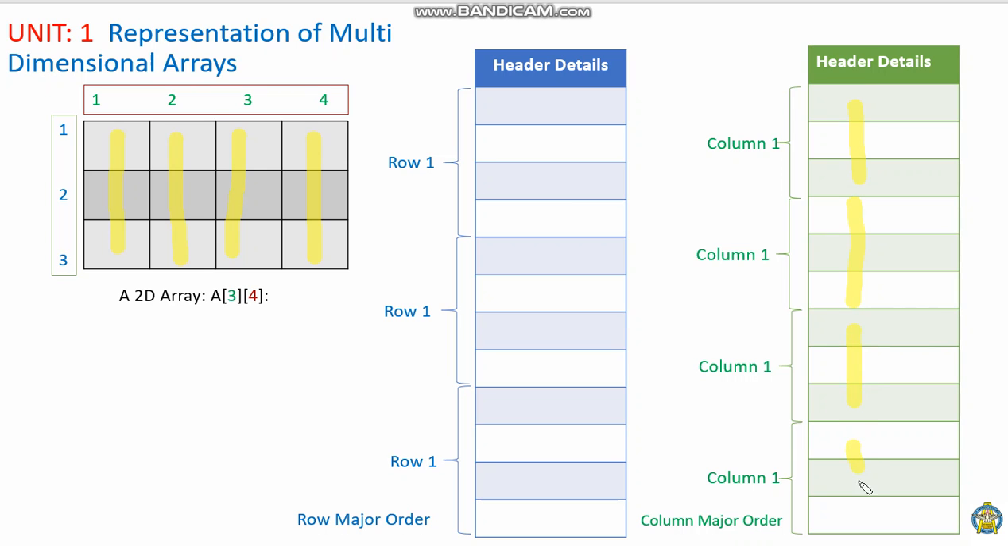third and fourth. Of course, as usual, the header will consist of all the basic information about the array: size, base address, lower bound, upper bound, starting address, etc. So this is how multidimensional arrays are represented linearly in computer memory. This is an important question.